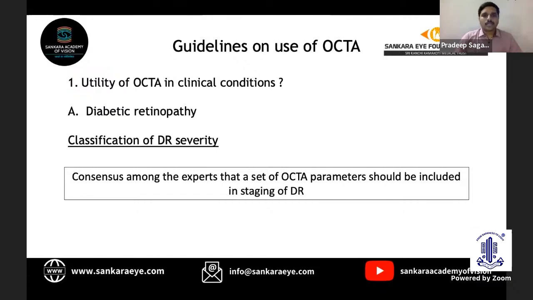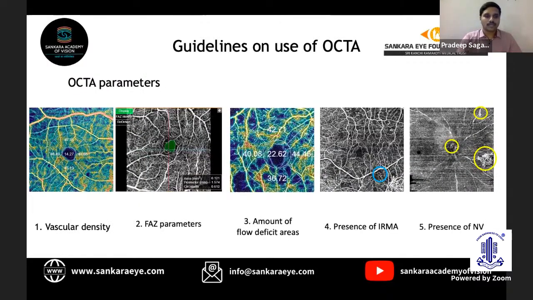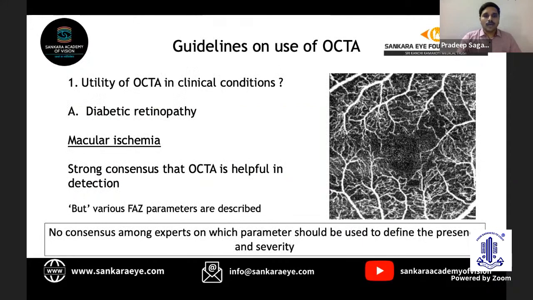There was a consensus among the experts that a set of OCTA parameters should be included in staging of diabetic retinopathy, which includes the vascular density, the foveal avascular zone parameters, the amount of flow deficit areas, presence of intraretinal microvascular abnormalities, and presence of neovascularization. The other important condition is macular ischemia. We all know that OCTA is very helpful in detection of macular ischemia, and a strong consensus was there among the experts that it is helpful.